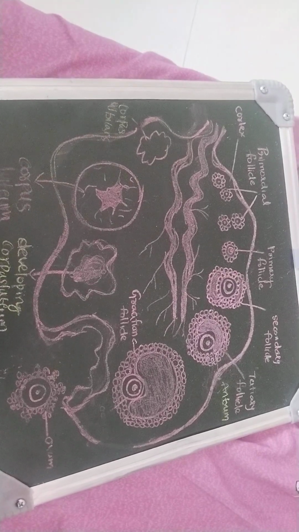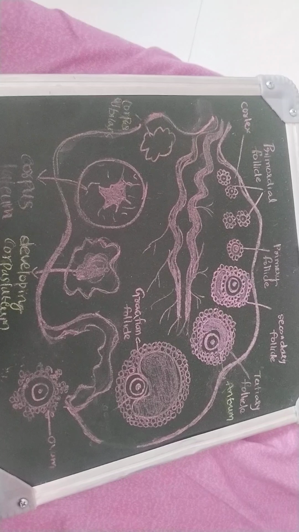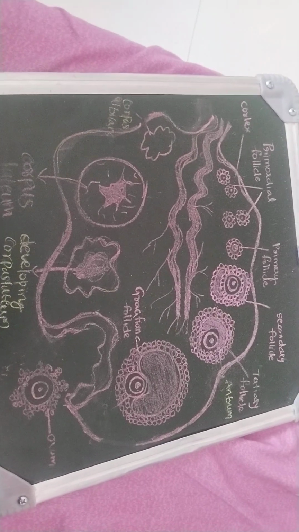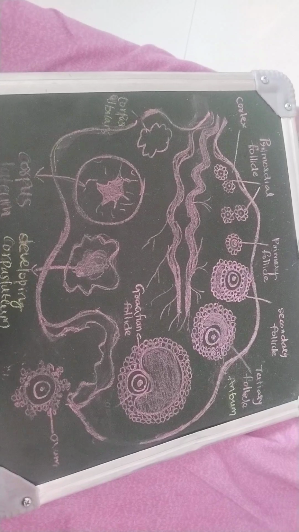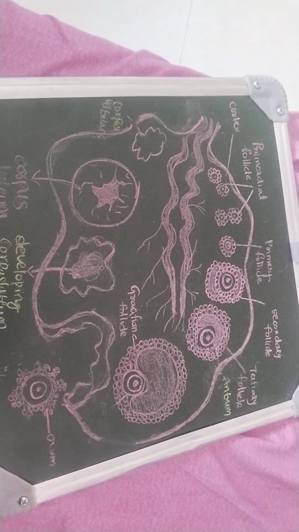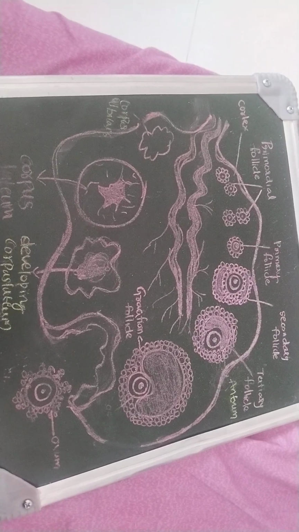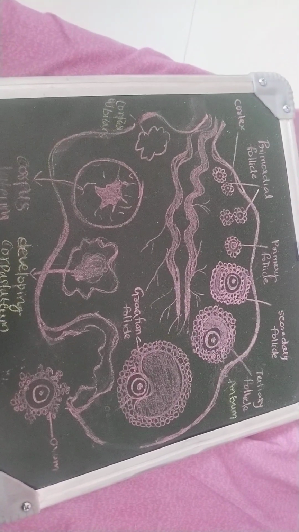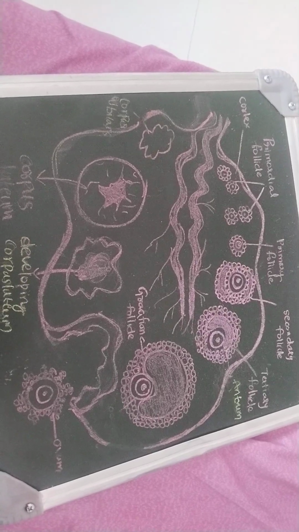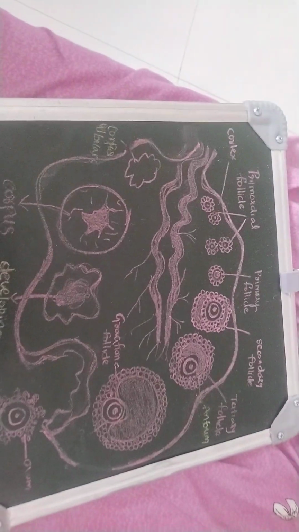First we have to know about the HPO axis, the hypothalamus-pituitary-ovarian axis. From the hypothalamus, gonadotropin releasing hormone will be released. It acts on the anterior pituitary, and from the anterior pituitary we get FSH and LH. FSH will help in follicular development.